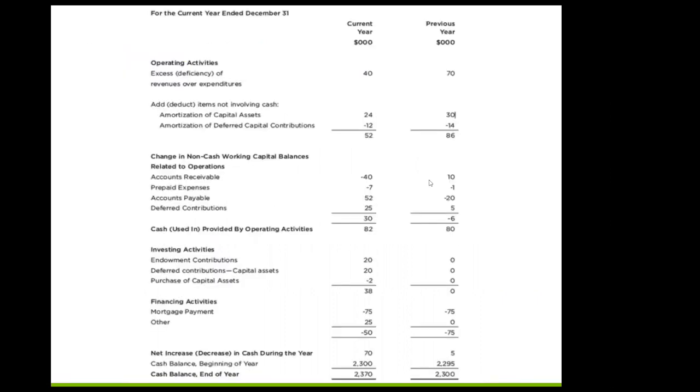Here is an example of a cash flow statement. Looking closely at this statement, you may ask, why did we earn $40,000 from operating activities, whereas we earned $70,000 last year? Why is there such a big change? Or you may ask, what is the amortization of capital assets, and why is it less than last year?